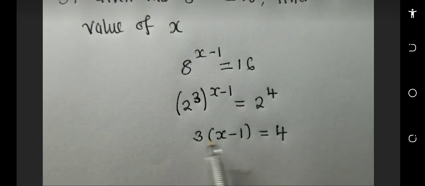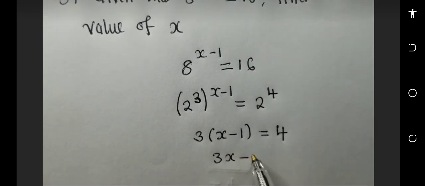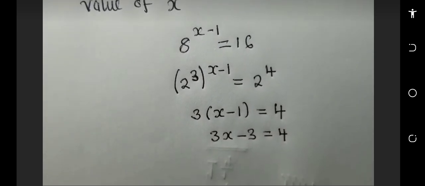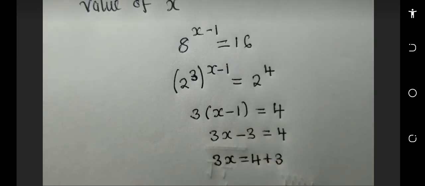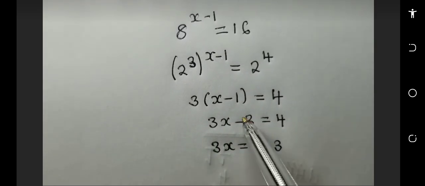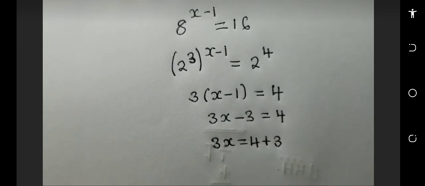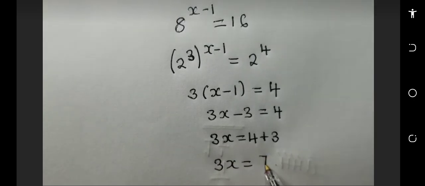Next step, we solve the equation. This is an equation. So we have 3x minus 3 is equal to 4. Okay, next, 3x is equal to 4 plus 3. We group the like terms. So this will cross the equal sign. It was negative, it's now positive. So we shall have 3x is equal to 7.